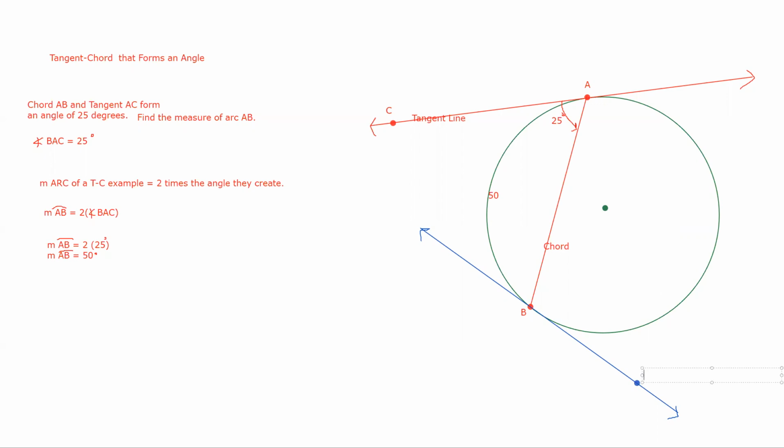So now we have angle ABD, formed by tangent BD and chord AB. So here's our blue example. Angle ABD is formed by chord AB and tangent BD. And if we're going to be correct with our symbols, the chord is a segment and the tangent is a line. So you want to get those there. Okay.